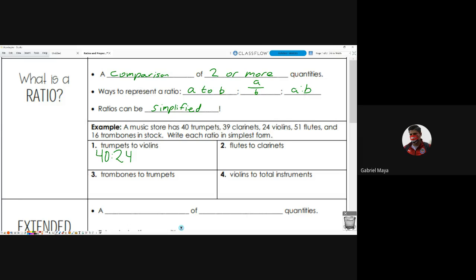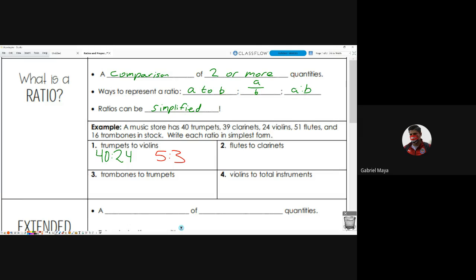Okay? So if you divide both numbers, 40 and 24, by 8, it gives you 5 to 3. And that's the simplest form you can leave it at. Always remember, if you have 2 even numbers, you can simplify it. Just divide them by 2. That means you can at least divide it by 2. But 5 to 3 is its simplest form, because we divided both numbers by 8.